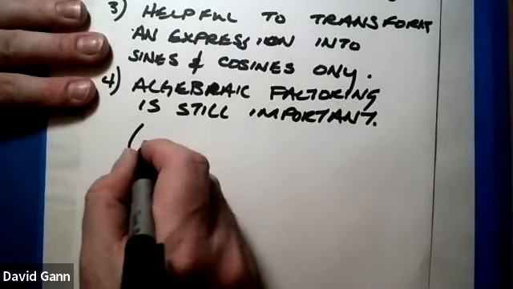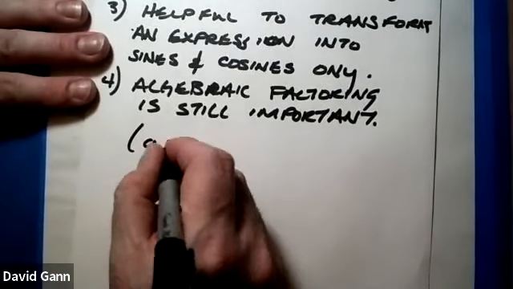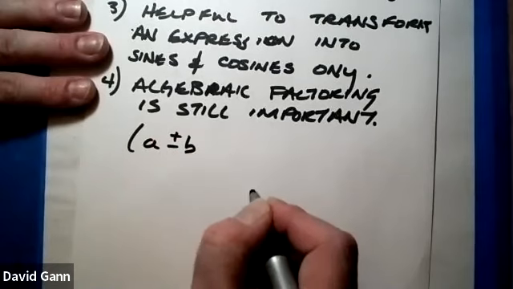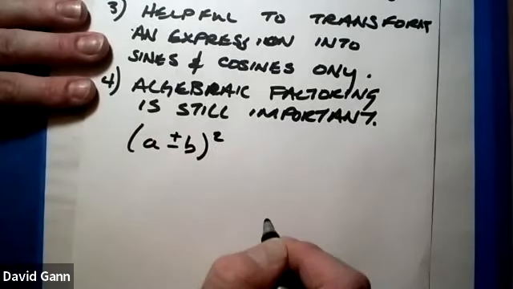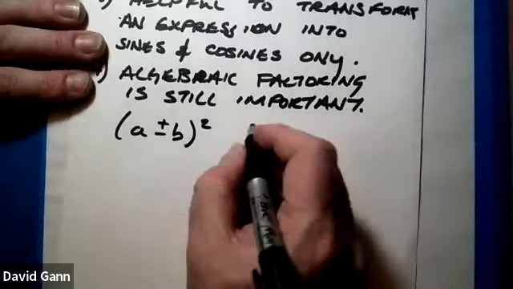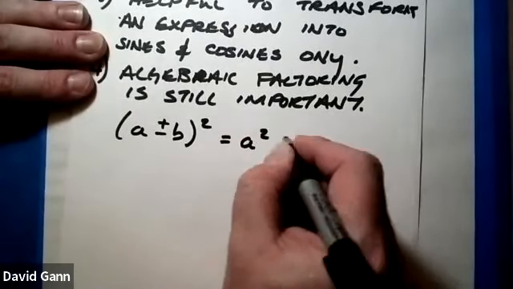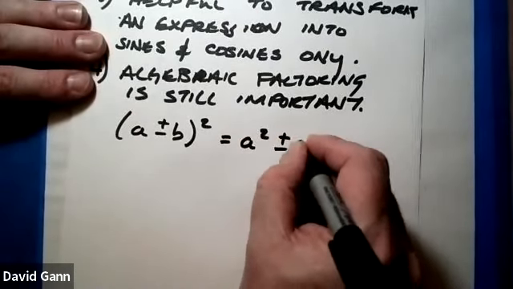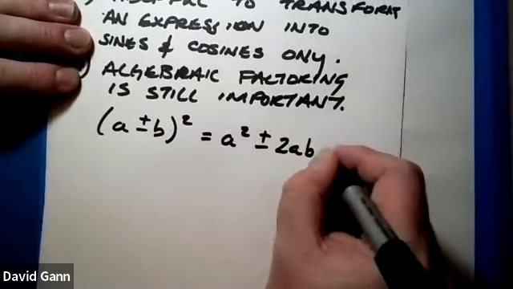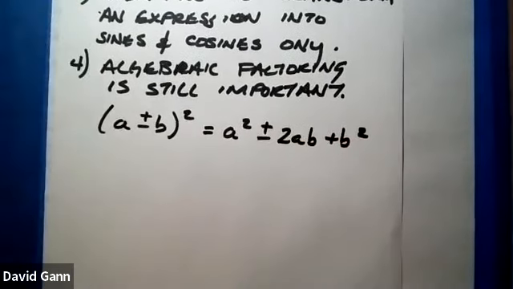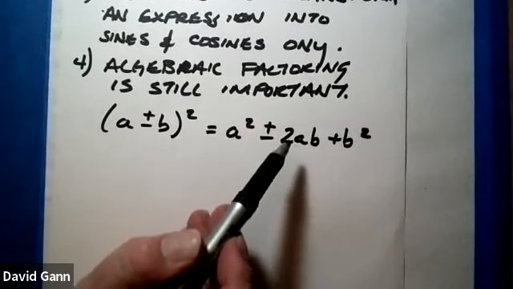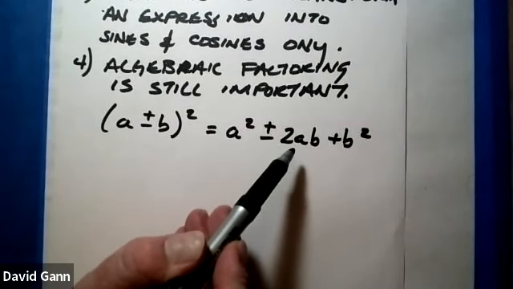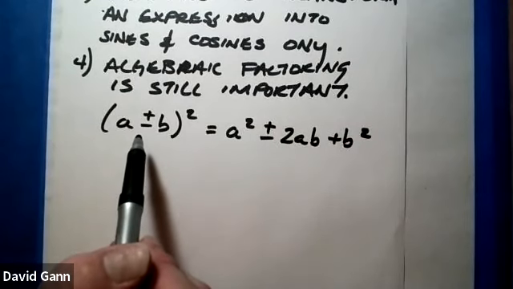So recall, if I had some expression plus or minus some other expression, and it is squared, that this is equal to a squared plus or minus 2a times b plus b squared. Now remember, with factoring, you usually have this, and you want to turn it into that, right? That's why that's a harder process.